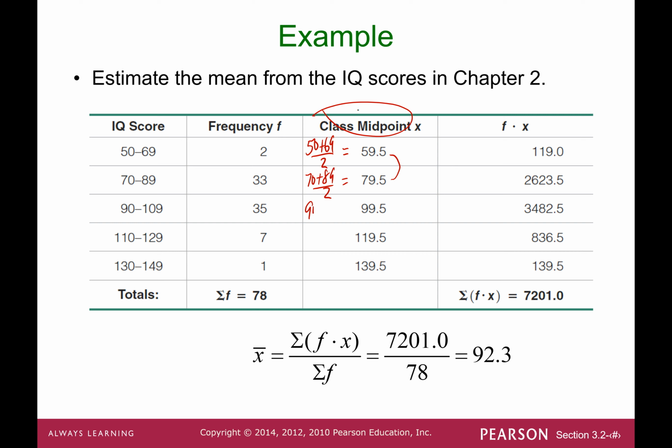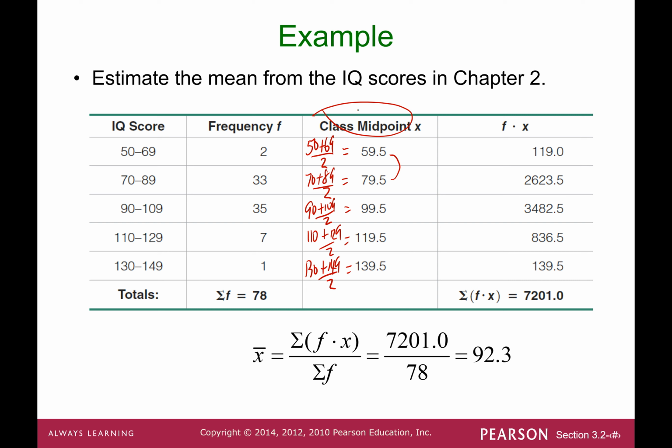And the next midpoint is 90 plus 109 by 2. Okay, look at that. 110 plus 129 by 2, you get a midpoint. Last one, 130 plus 149 by 2. Look at that. Now you get all the midpoints.